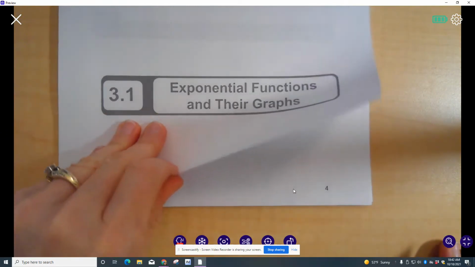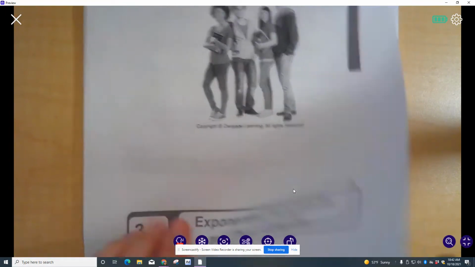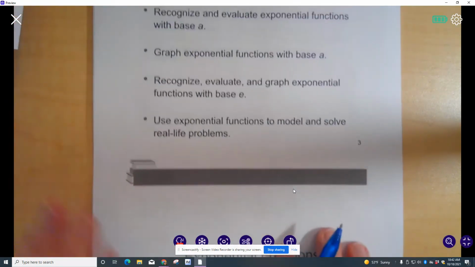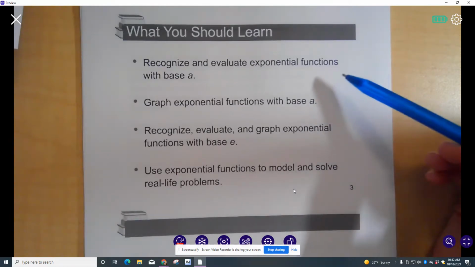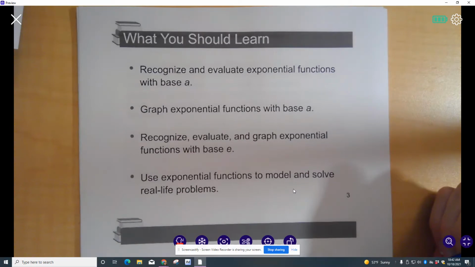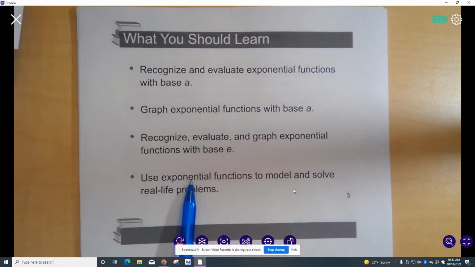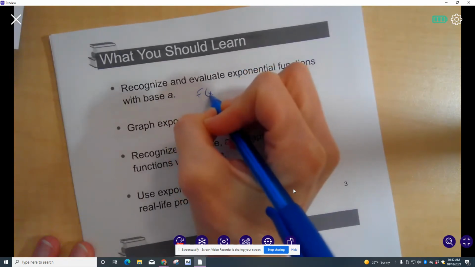I may be going what seems like quickly, so as always, feel free to pause the video and catch up if you need to. So we are talking in all of Chapter 3 about exponential functions. So these are our learning targets. We're going to evaluate exponential functions with the base e.